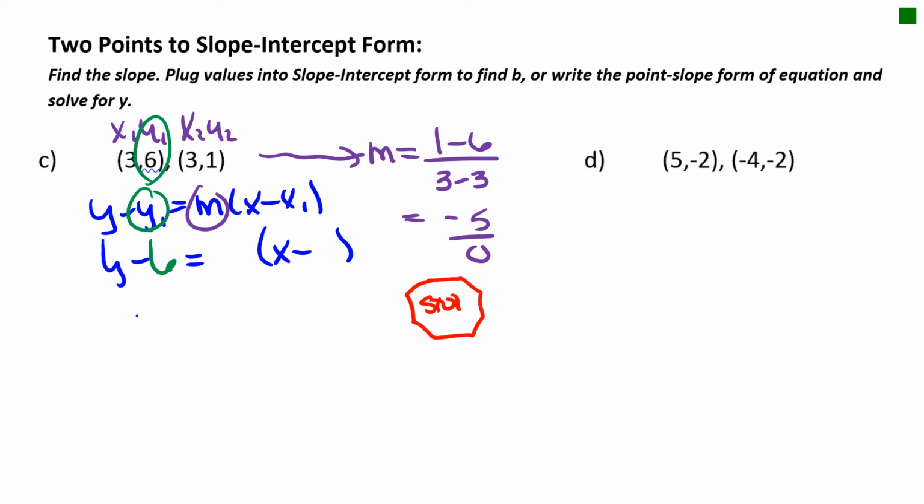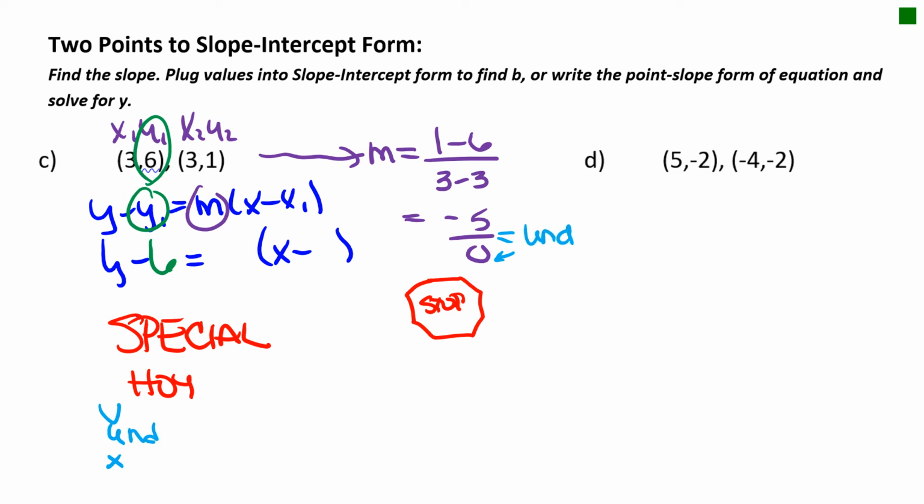Stop in the name of math. You've got a 0. You gotta fix it. When you have a 0 involved, that means it is a special line. It's either a hoi, horizontal, or it's a vertical, vux. This one, the 0 is underneath, it's undefined. That means your equation is x equals. What do both my x's equal? 3. Bada bing, bada boom, you're done.